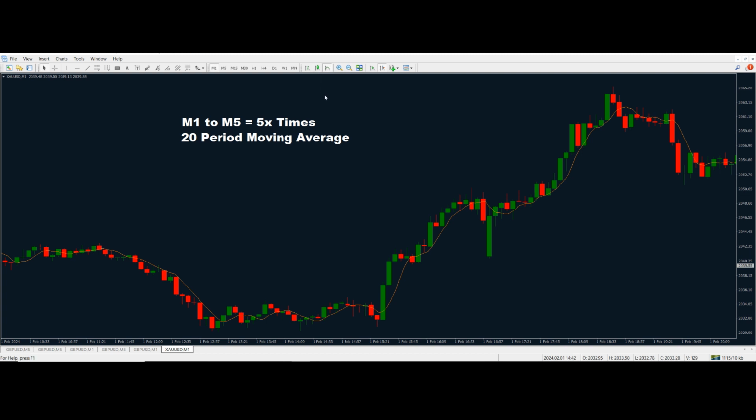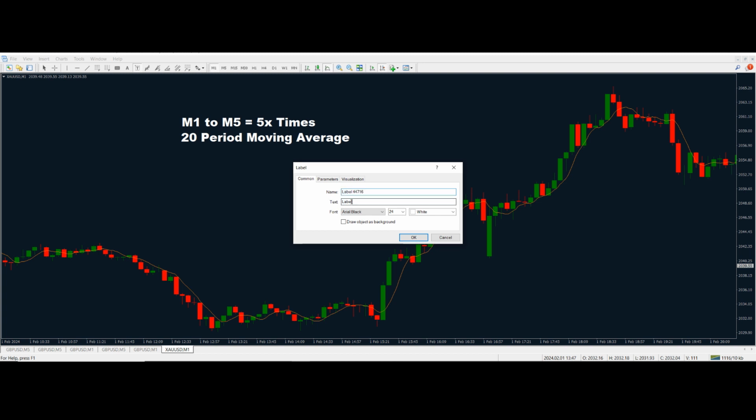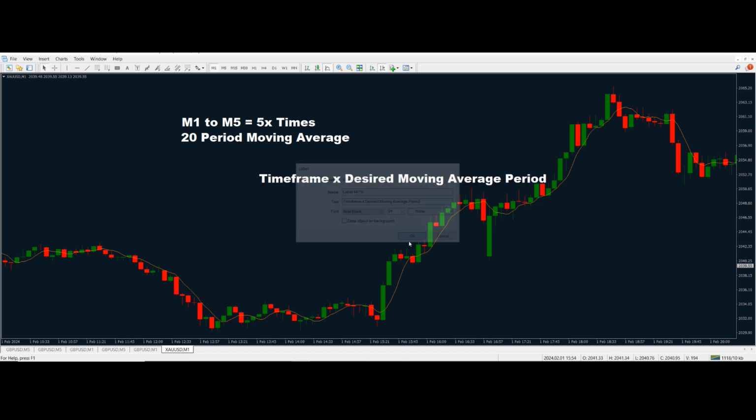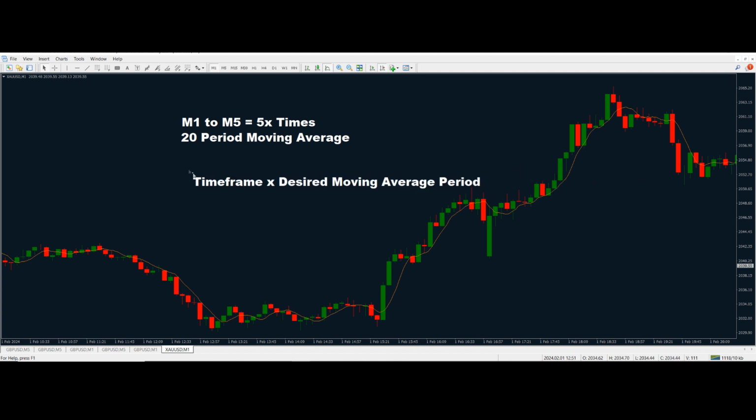It's quite simple. What you have to do is take the time frame that you want, in this case the 5-minute chart, and multiply it by the desired moving average period. So it's the time frame we want, which is 5 minutes, multiplied by the desired moving average period. Like this.